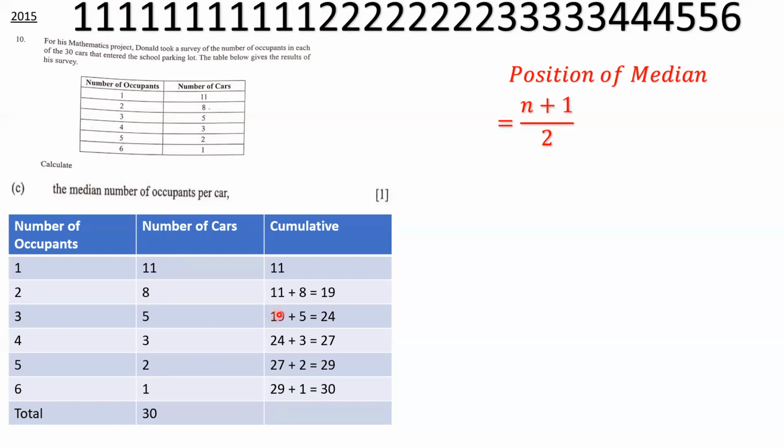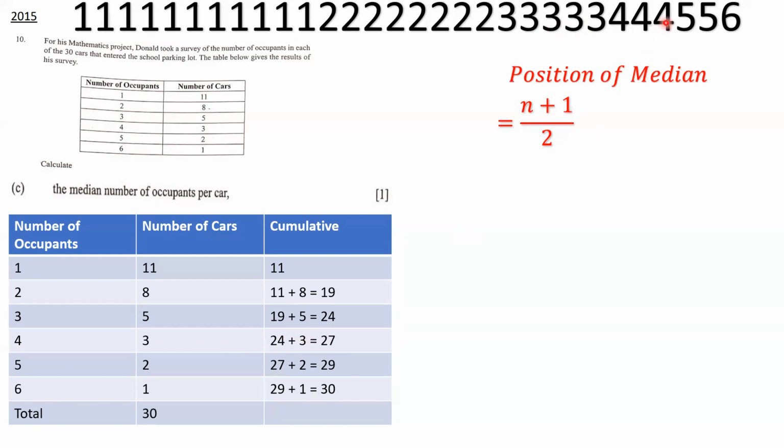Then we come to the 19 and add 5. 19 plus 5 is 24, and that 5 accounts for the 5 threes. So from this 3 all the way to that 1, we're looking at 24 numbers. Then we add this 3. 3 plus 24 is 27, and that's because we have 3 fours.